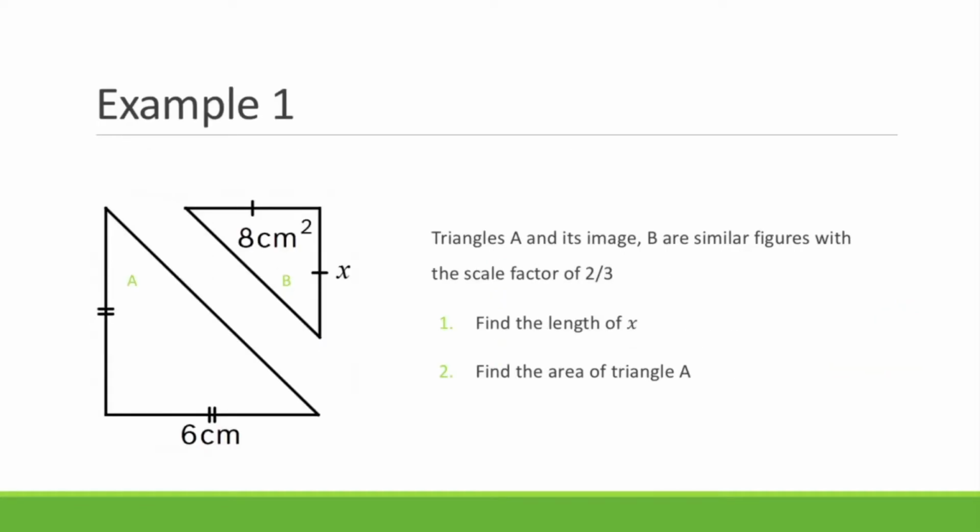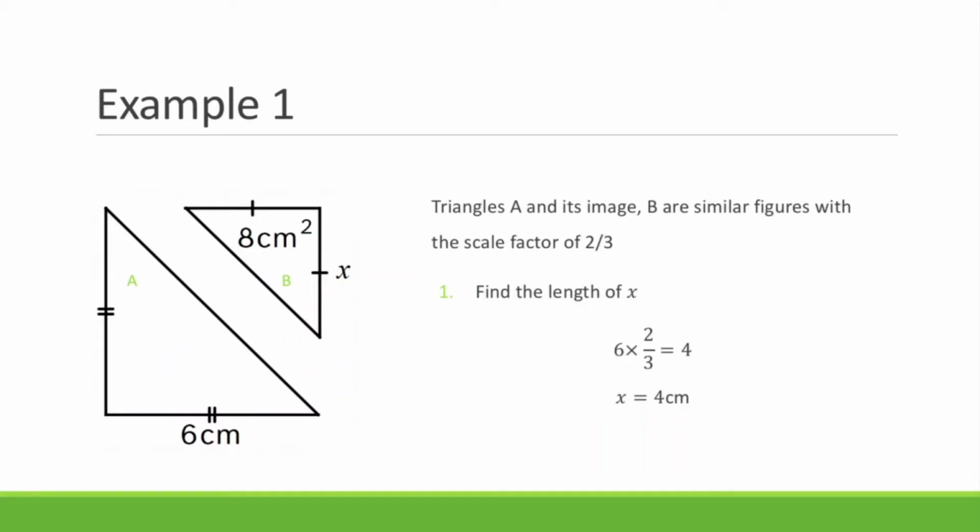Alright, so let's do an example. Triangle A and its image B are similar figures, and the scale factor is 2 over 3. We're going to find x, which is here, and the area for triangle A. Now the scale factor is 2 over 3. That's what we have to remember. So the first one, find the length of x. We find the matching side. It doesn't matter which side as long as it's not the long side. And we're going to times it by the scale factor, and we get 4. Really straightforward.